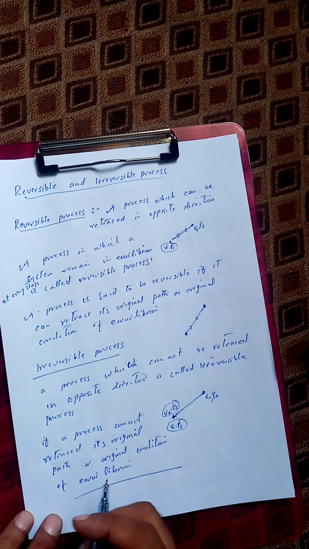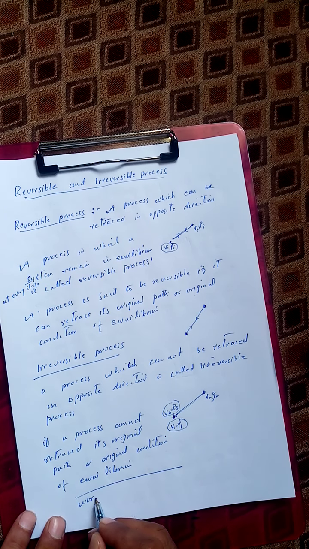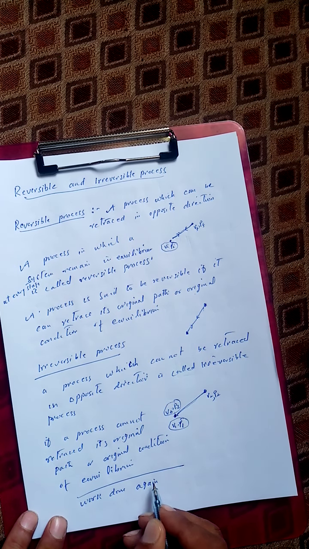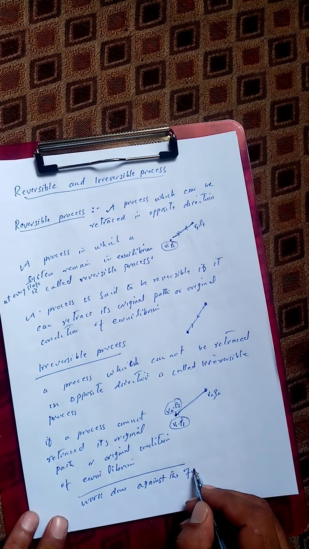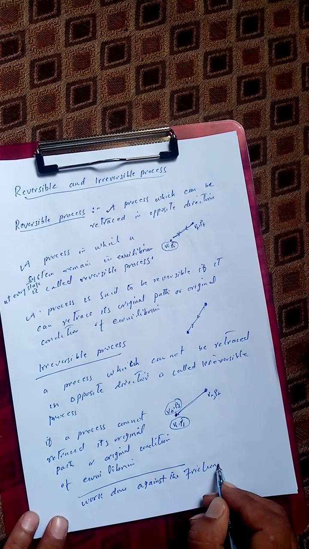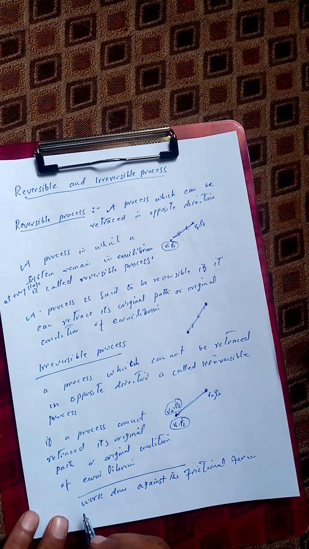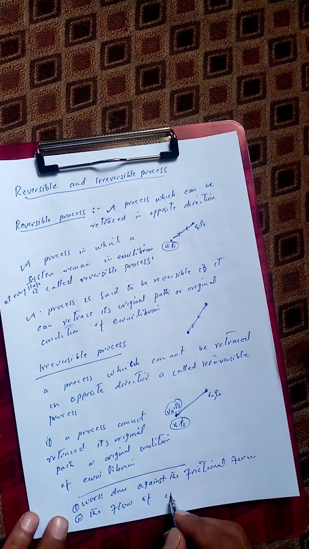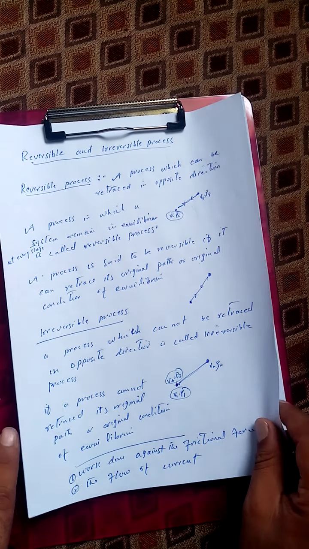Examples of irreversible process are work done against the frictional force, and the flow of current.